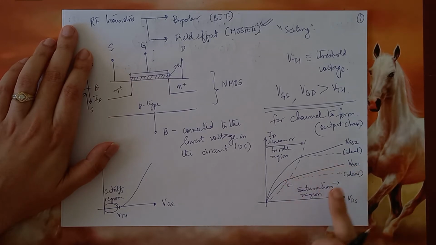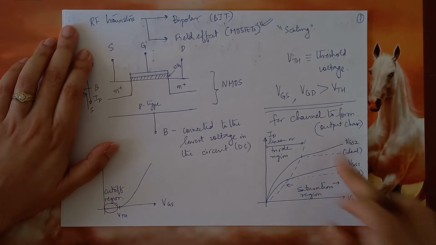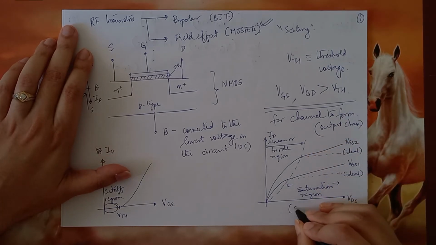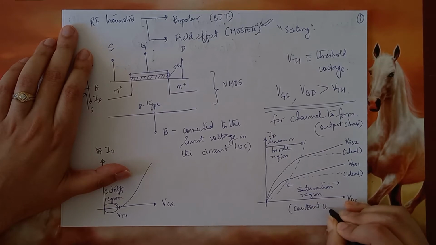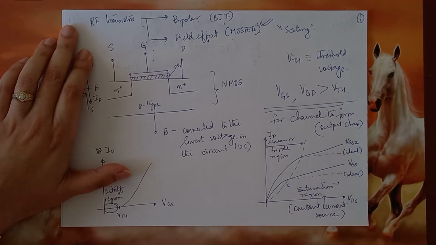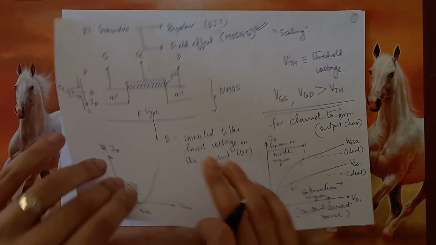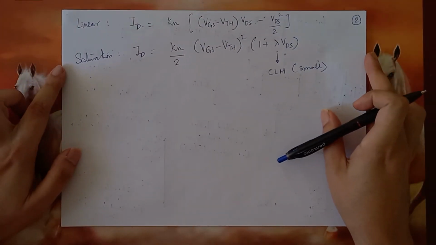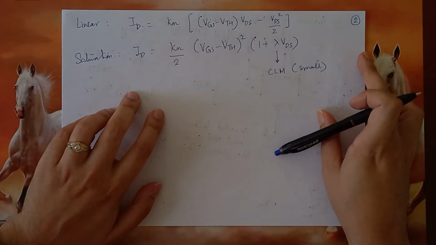Therefore, we can also say that because the current changes slowly with VDS, here the transistor can act like a constant current source in the saturation region. And that makes it a very good candidate for being used as an amplifier. So therefore, we shall focus on the saturation region.